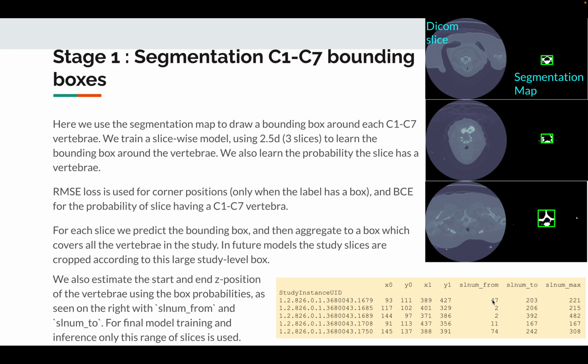The model really needs to learn and infer on the part where there is vertebrae, especially since it's a sequential model. The more you can take out irrelevant data, the better the model will perform. So we get this range where we say there's a high probability that there's nothing before this point or after this point for each of the studies, and crop that out.